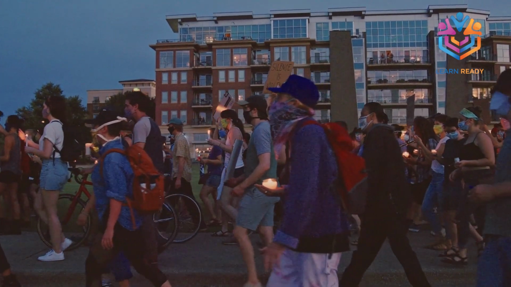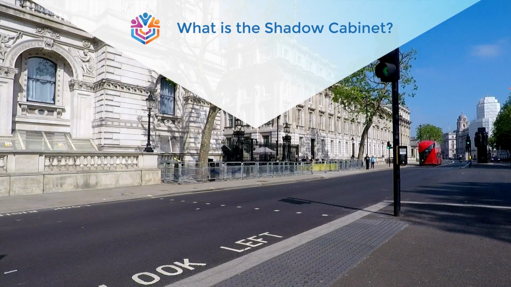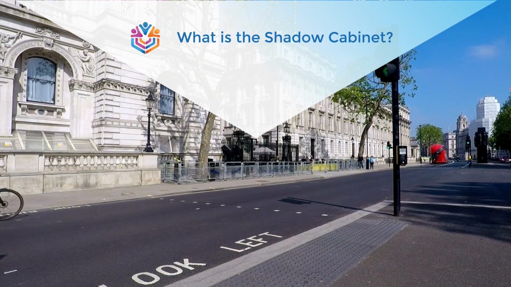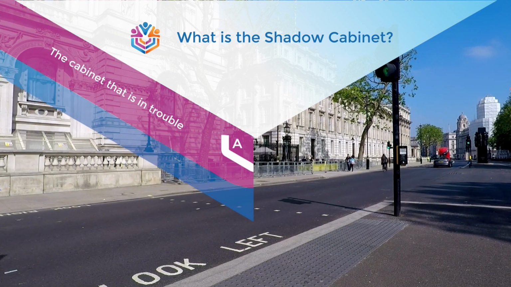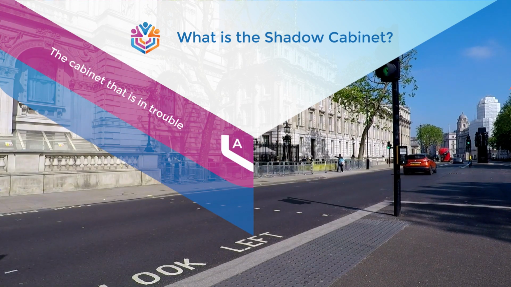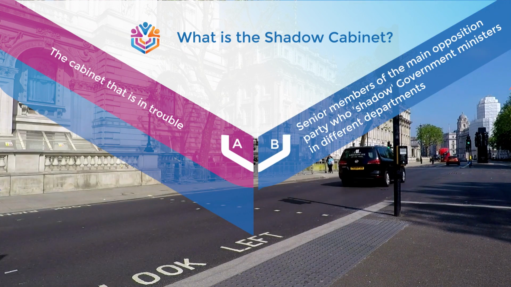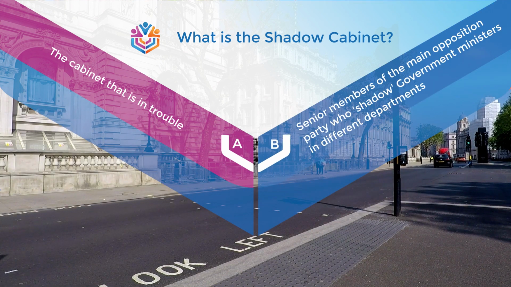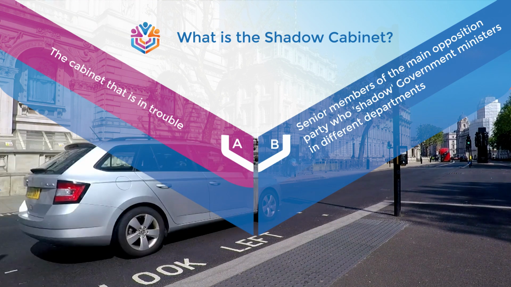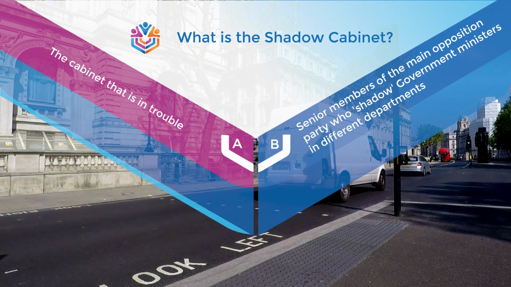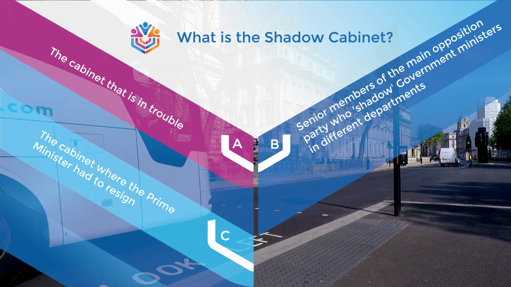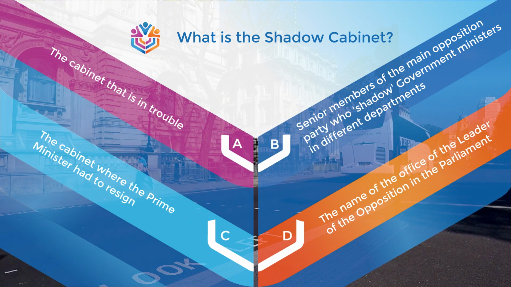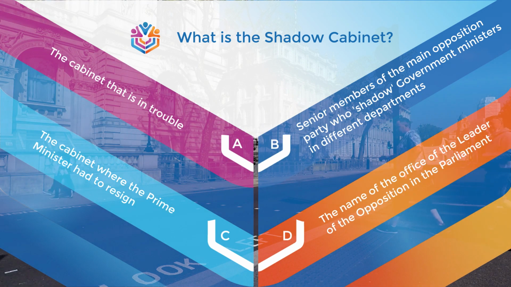19. What is the shadow cabinet? A. The cabinet that is in trouble. B. Senior members of the main opposition party who shadow government ministers in different departments. C. The cabinet where the Prime Minister had to resign. D. The name of the office of the leader of the opposition in the Parliament.